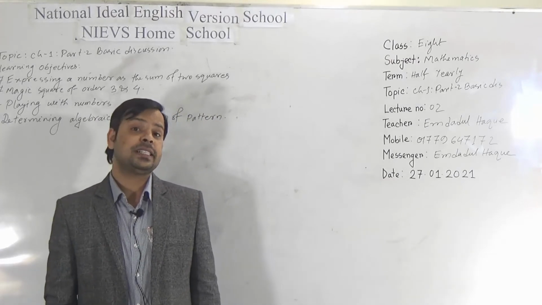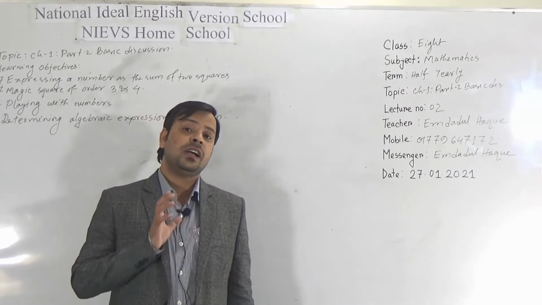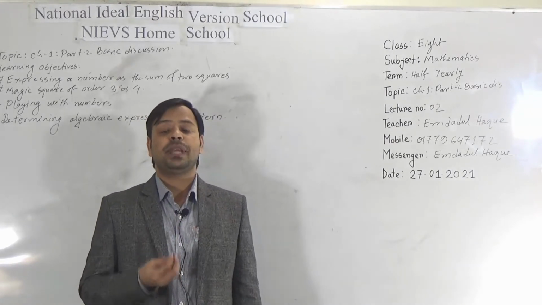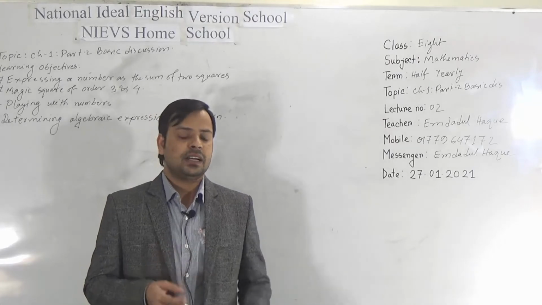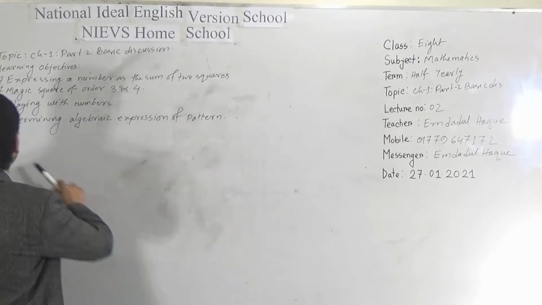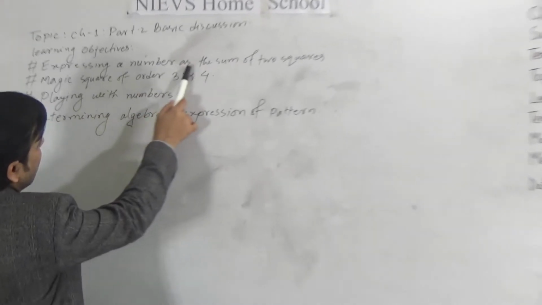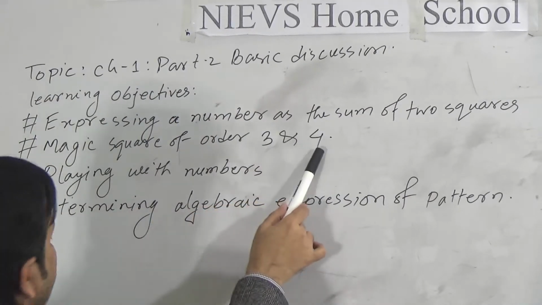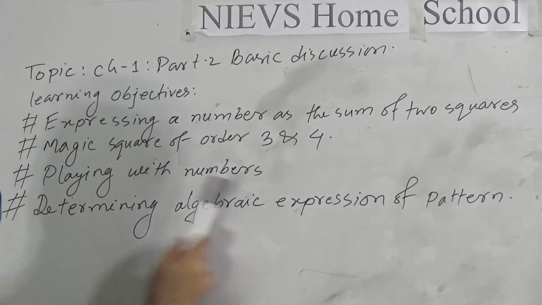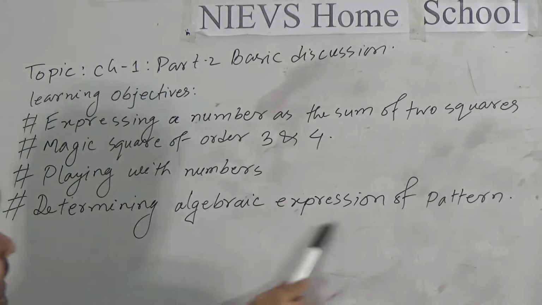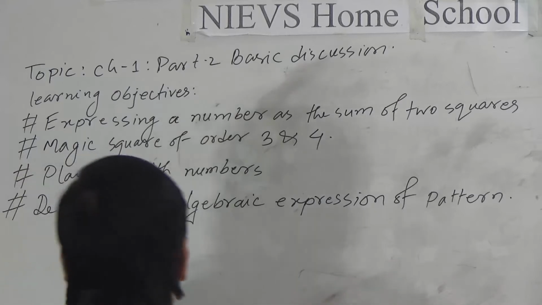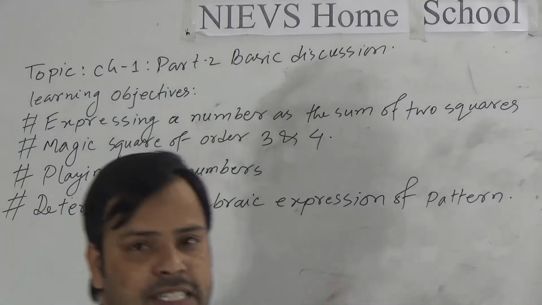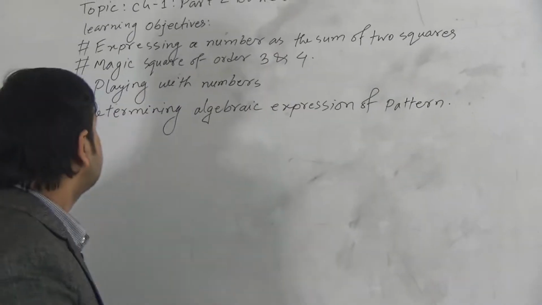Okay, dear students, let us see. At first, when I complete this class, what will we be able to learn? After completing this class, we will be able to learn expressing a number as the sum of two squares, magic square of order 3 and 4, playing with numbers and determining algebraic expression of pattern. These are our learning objectives from today's class. Okay, dear students, so let us at first start.